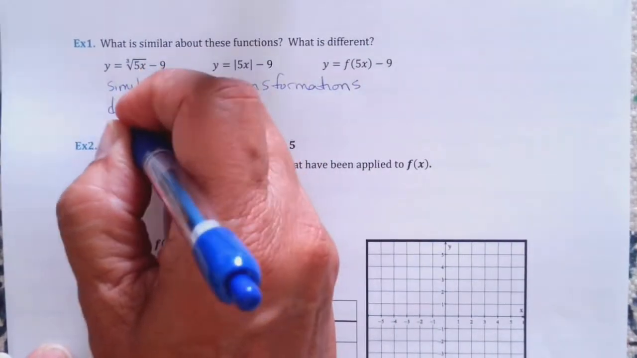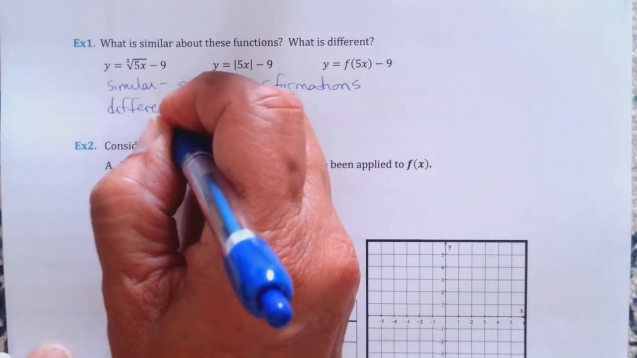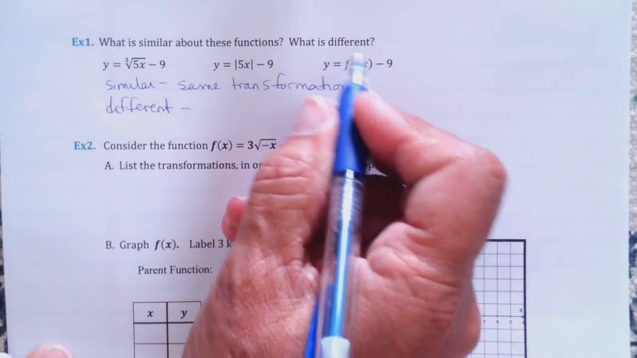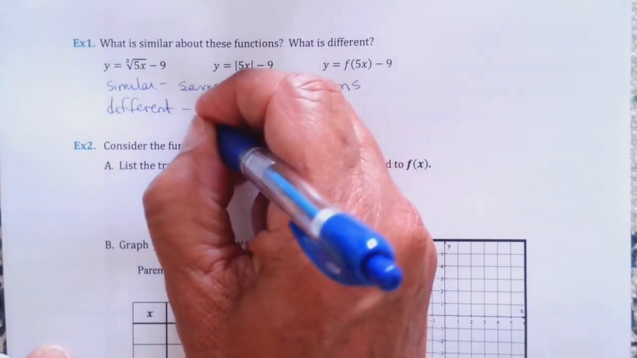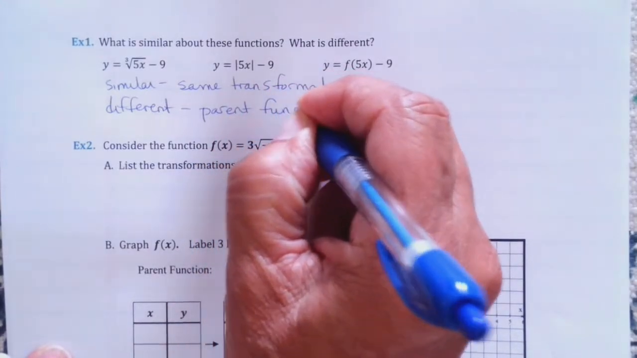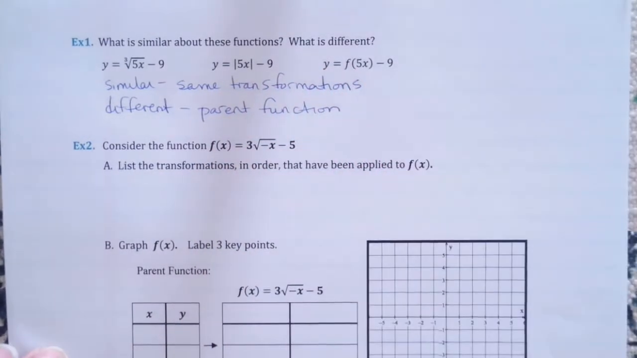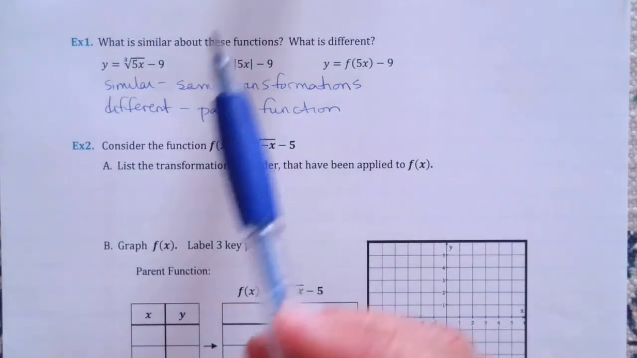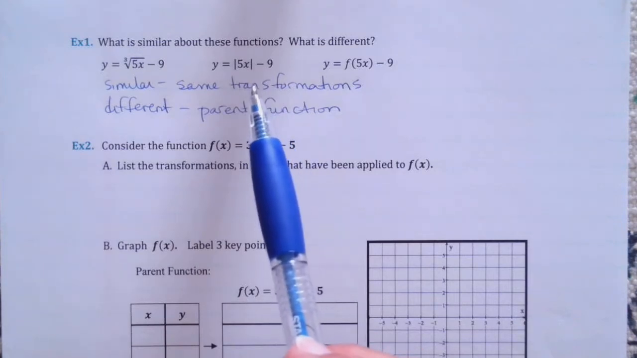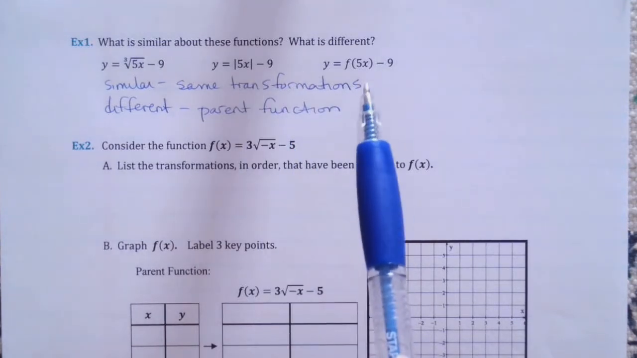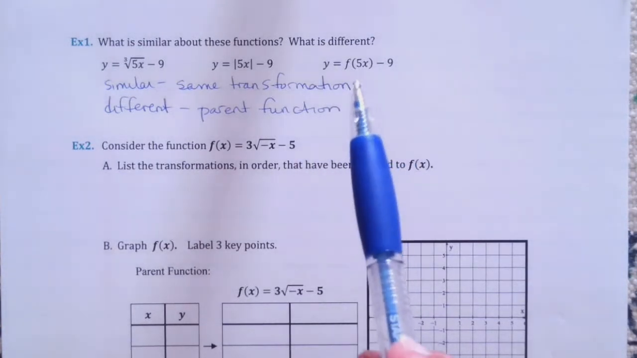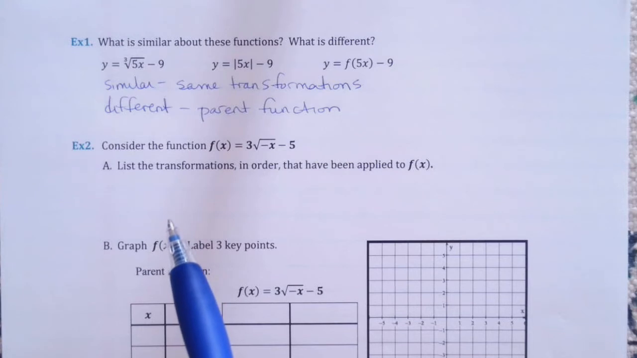What's different about them would be their parent function. This is the cube root of x, this is absolute value of x, and this is just function notation. So what's different are the parent functions. Now this leads me into a good point about why you do need to learn this: you can put this in your calculator and get your ordered pairs. You can put this in your calculator, get your ordered pairs. You cannot put these in your calculator and get your ordered pairs and get your graph, so you have to be able to do the transformation like I'm showing you.